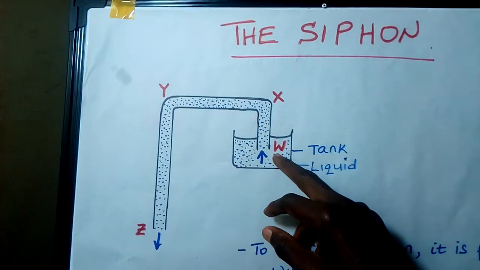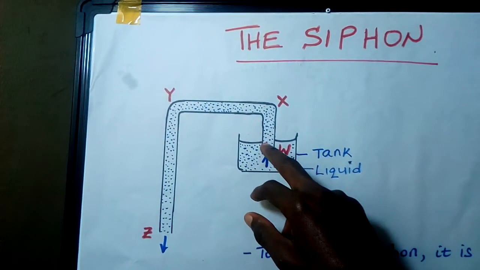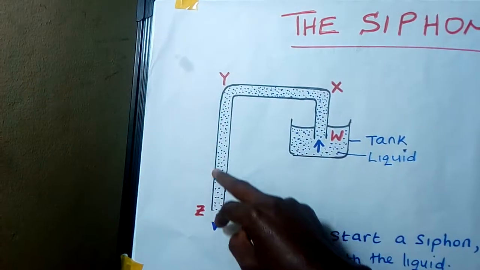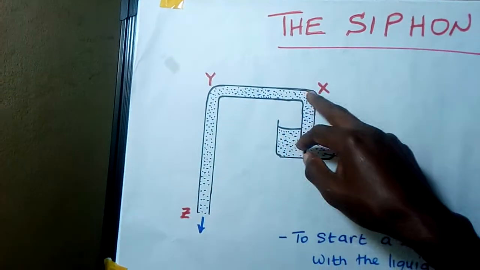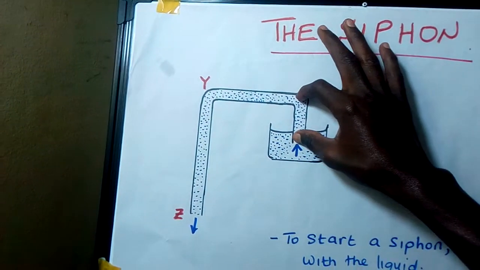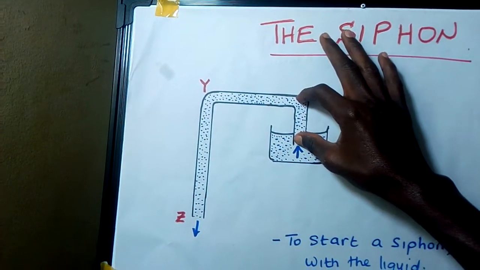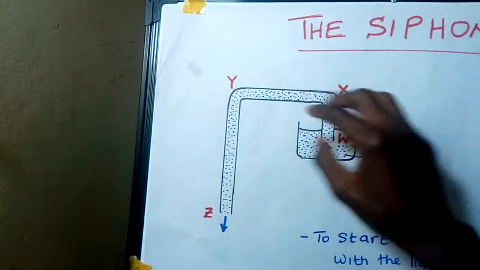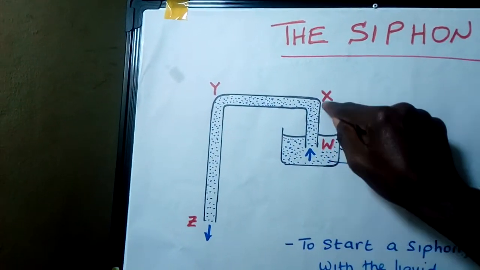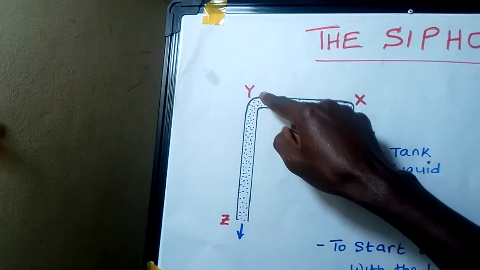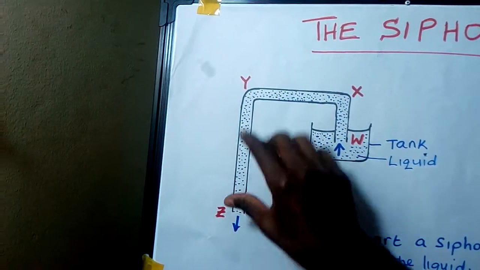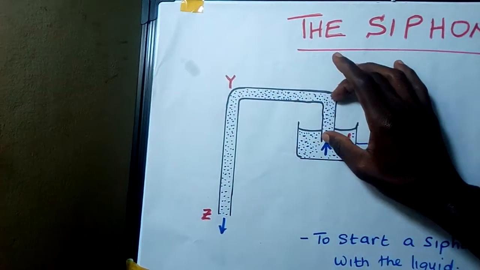So what do you use? You see this connection from here, the way you see my hand moving up to here. This is what we call the siphon. Now a siphon is in such a way that one side is shorter, it has a shorter arm, and the other arm is long. There are two arms here, XW or WX, then there's another arm which is YZ. So you see, one side is longer.